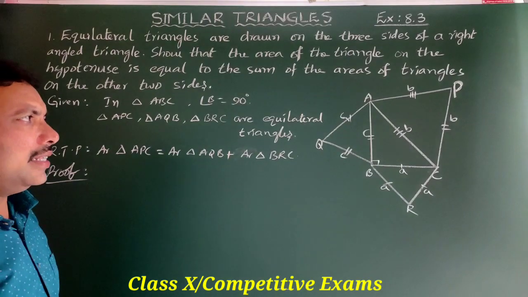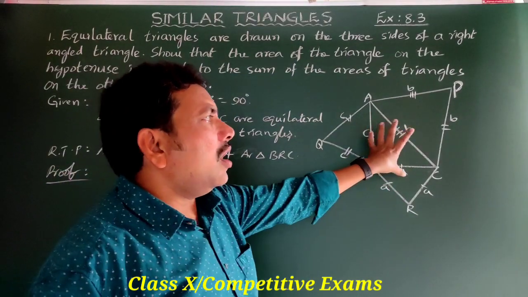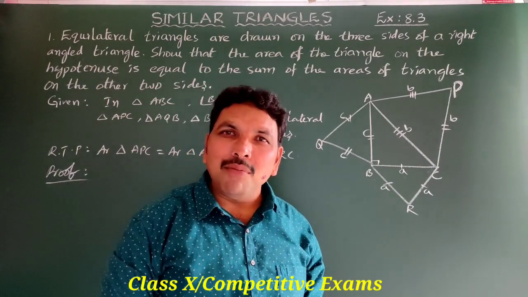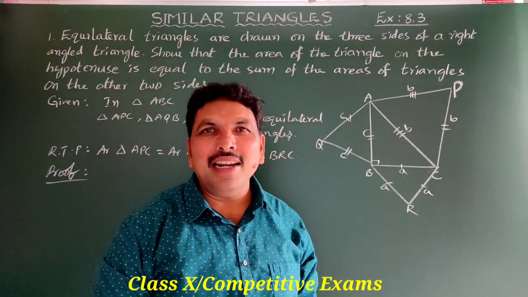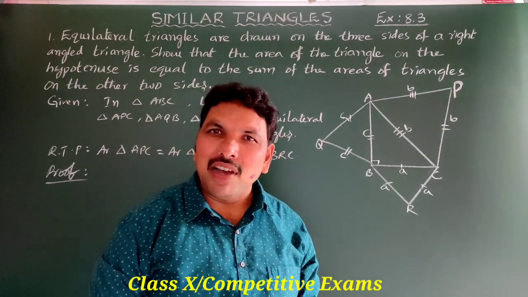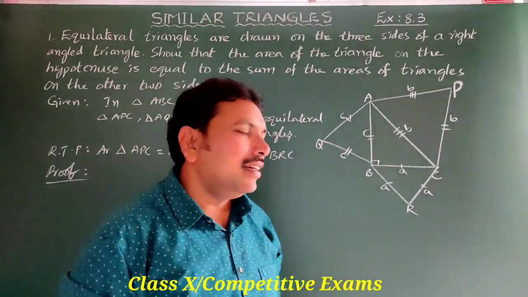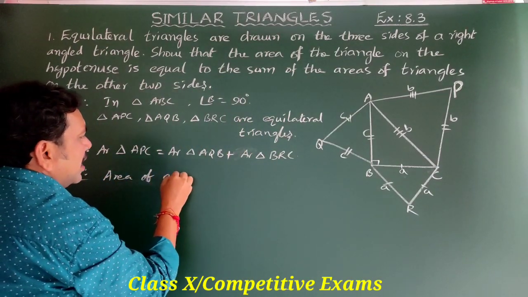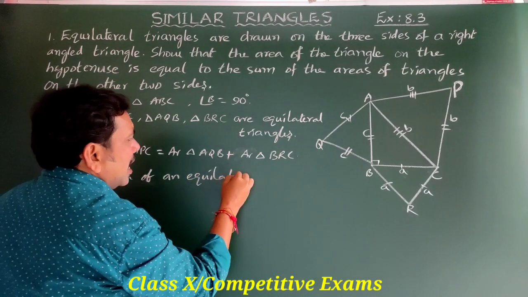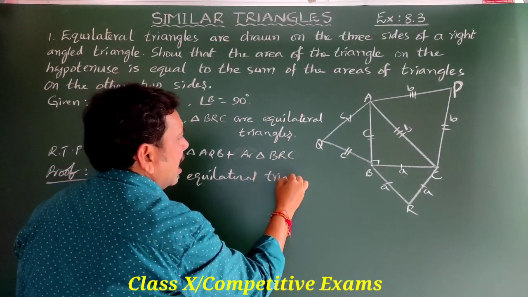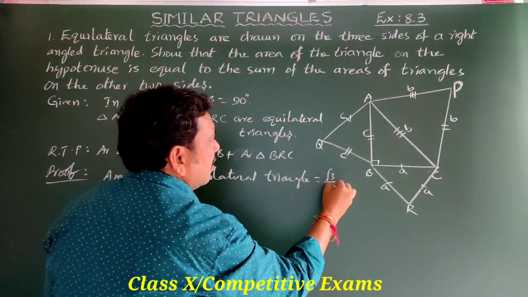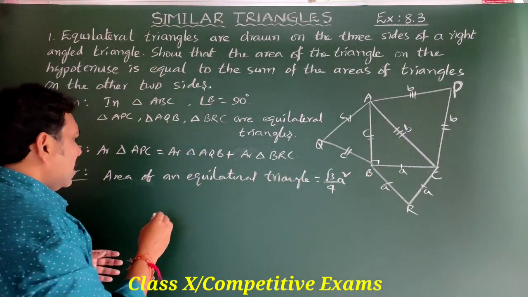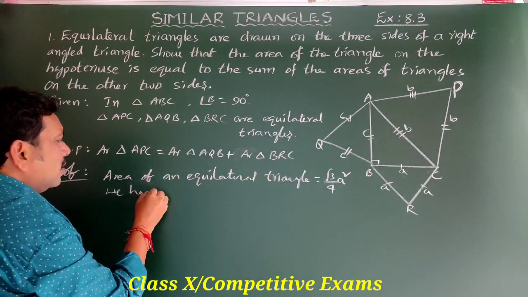Here, these are all equilateral triangles only. So what is the formula for the area of an equilateral triangle? It is root 3 by 4 a square, where a means side. So first write down that the area of an equilateral triangle is equal to root 3 by 4 a square, a meaning side.